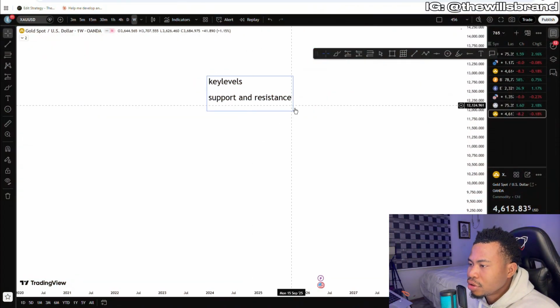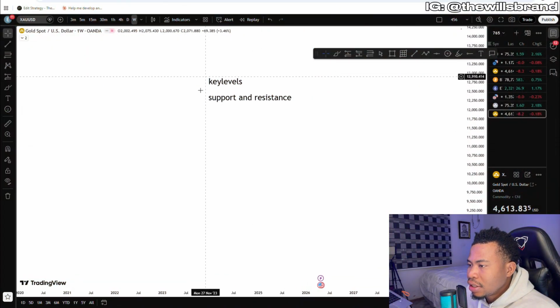All right, so support and resistance and key levels. We've talked about trends, we've talked about market structure, we've talked about multi-time frame analysis, how to combine all of these to get a particular trade idea in the market. Now, on today's topic, we'll be talking about key levels, support and resistance.